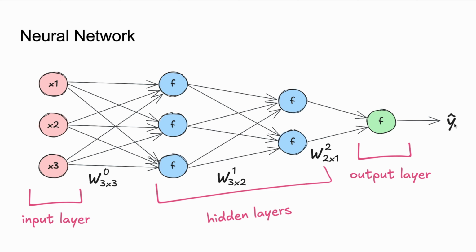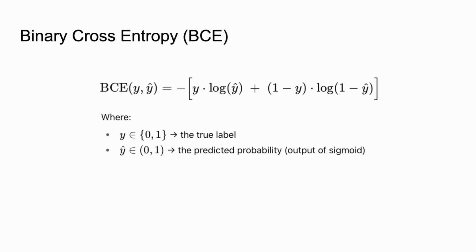Now that we have the probability y hat, we'll see how we compare y hat with the actual output y. For binary classification, we have binary cross entropy.